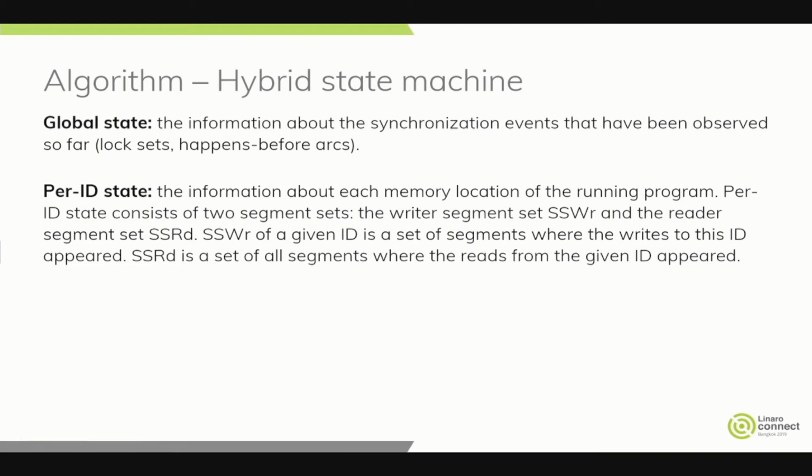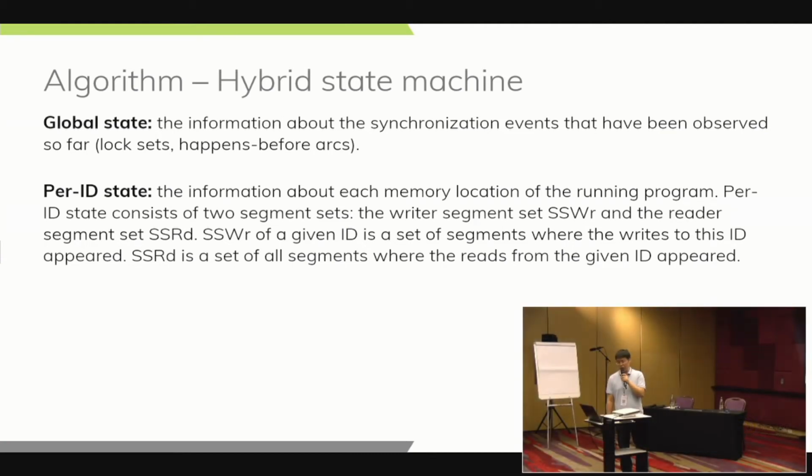TSan uses an algorithm called hybrid state machine to detect the data race. The algorithm includes two state machines. One is global state machine. This global state is used to record the information about synchronization events that have been observed before. Per ID state records the information about each memory location of the running program. TSan uses these two state machines together to detect data race.